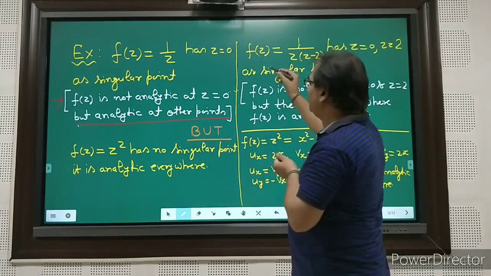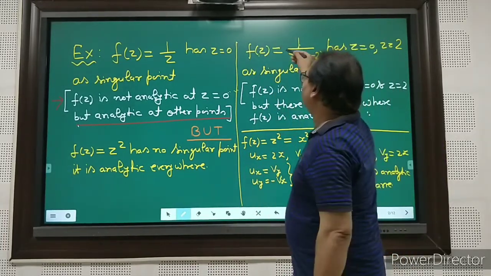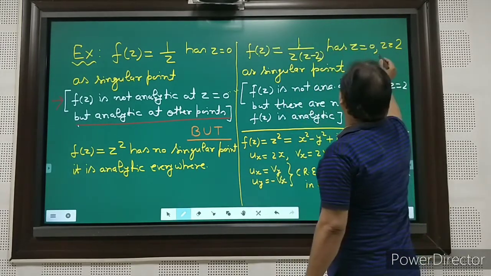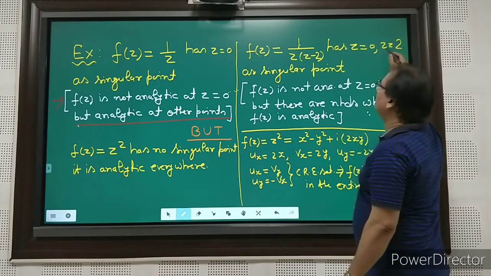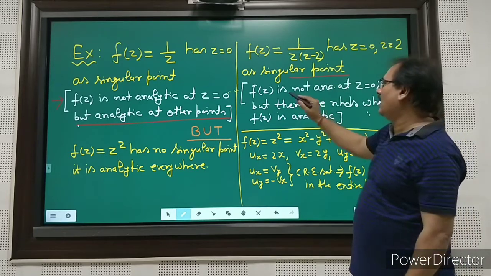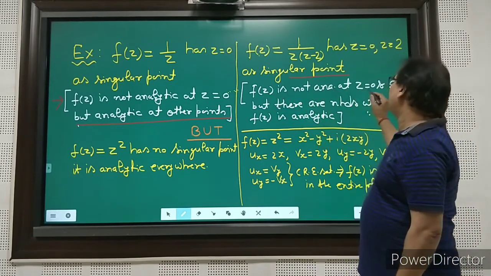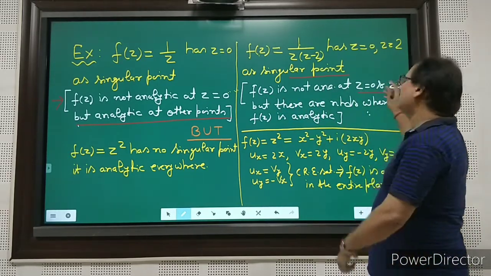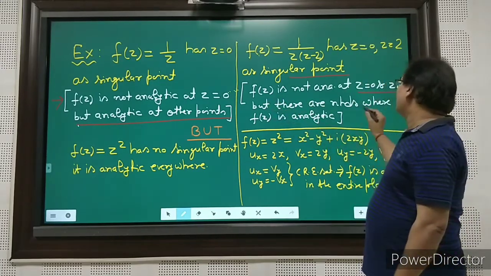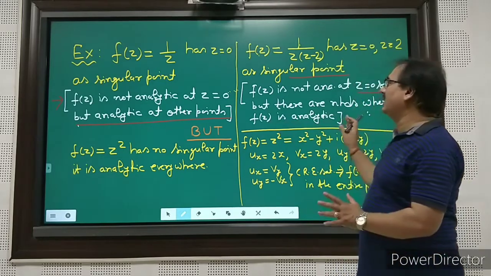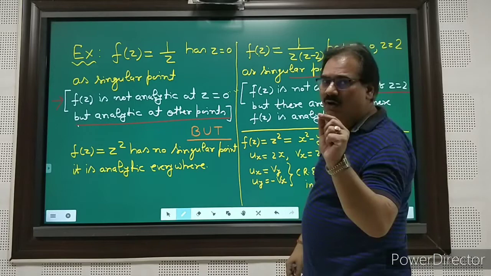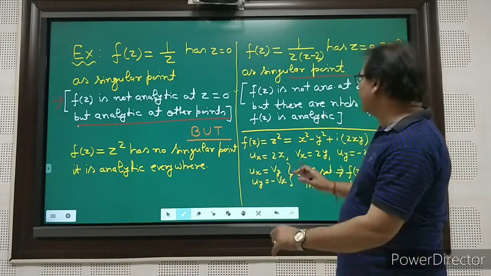If you look at the second example, f(z) equals 1 over z times (z minus 2) has z equals 0 and z equals 2 as singular points. These are the two singular points. Why? Because f(z) is not analytic at z equals 0 and z equals 2, so they are singular points. But there are neighborhoods where f(z) is analytic. It is not analytic at 0 and 2, but in the neighborhood the function is analytic.